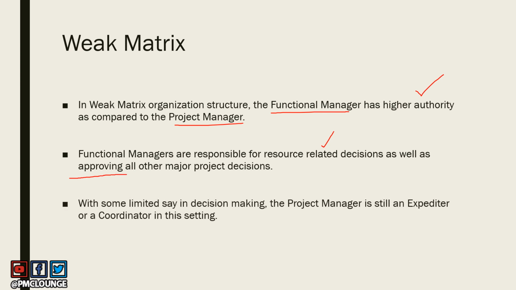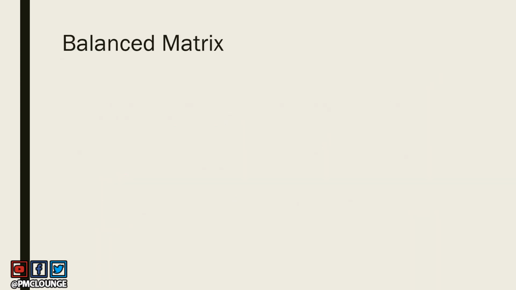Now, you as a project manager, you will have some limited decision making, but you are still an expediter or a coordinator in the weak matrix organization setting. So you're still not there. You do have some say in the decision making of the project, but the upper hand is still with the functional manager. Okay, let's talk about the balanced matrix organization.